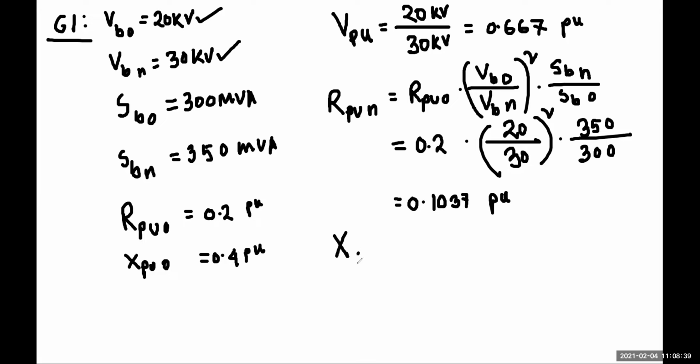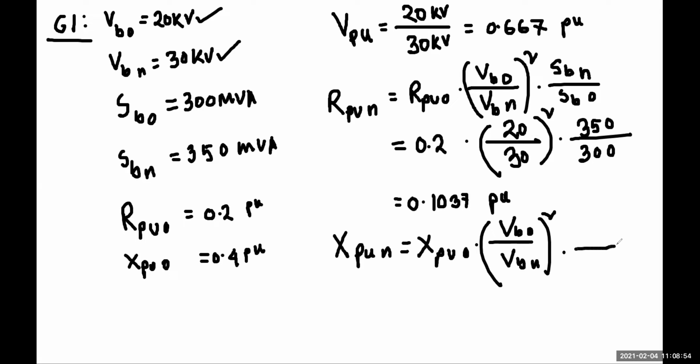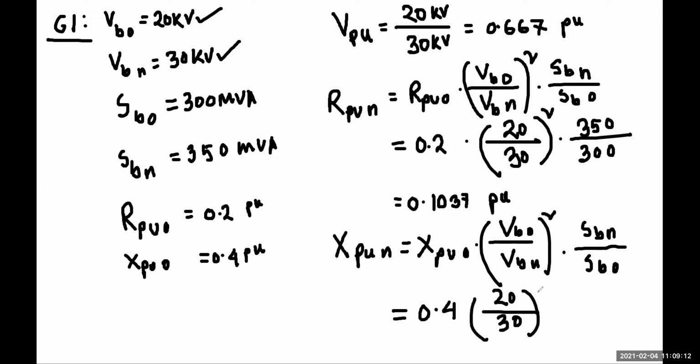Now for X per unit new, the formula is what? X per unit old into V base old, V base new whole square into S base new, S base old, right? Yes, sir. So your X is equal to how much? 0.4, this one was 20 by 30 whole square, 350 and 300, right?